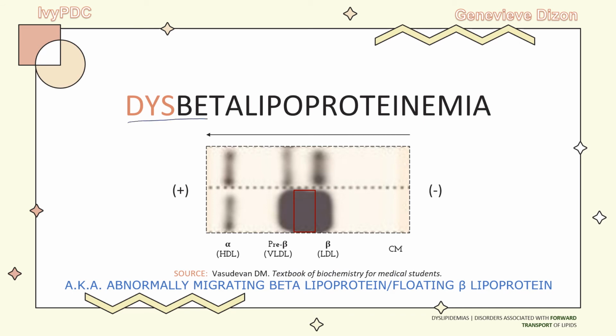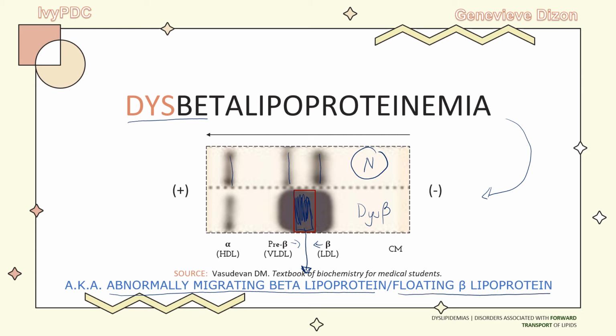Dysbetalipoproteinemia may be diagnosed through electrophoresis, and in this picture, the one on top is a normal electrophoretic pattern showing the HDL, the VLDL, and the LDL. But in cases of dysbetalipoproteinemia, there is a very thick band seen in between the LDL and the VLDL. This is the electrophoretic pattern for dysbetalipoproteinemia, and the band is also known as the abnormally migrating beta lipoprotein or the floating beta lipoprotein.